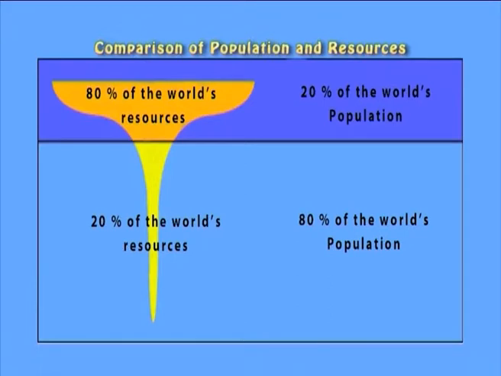The diagram shows implications for the population distribution. Developing nations have around 80% of population and are housed to only 20% of the resources, while developed nations have 80% of the resources with only 20% of the world population.